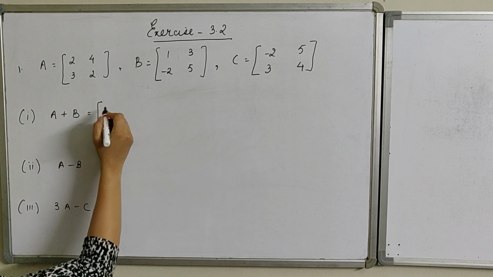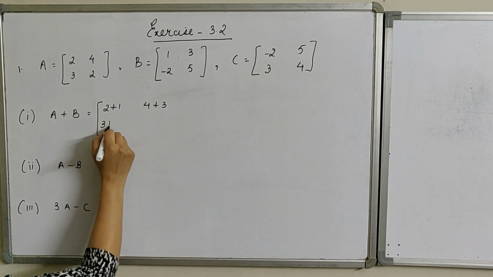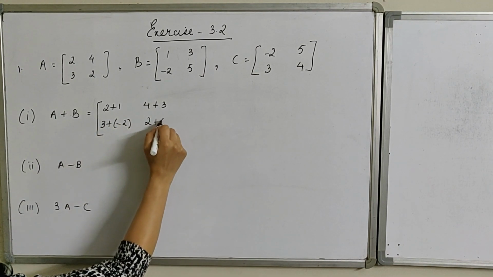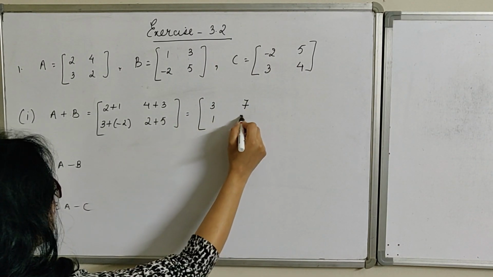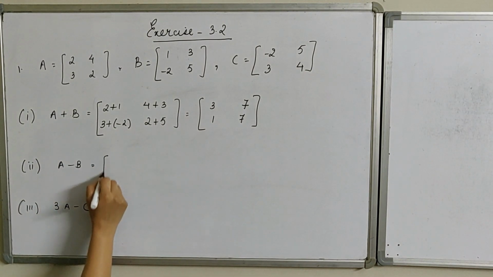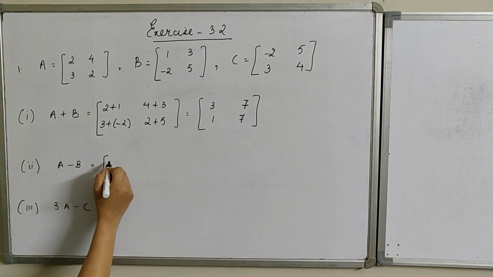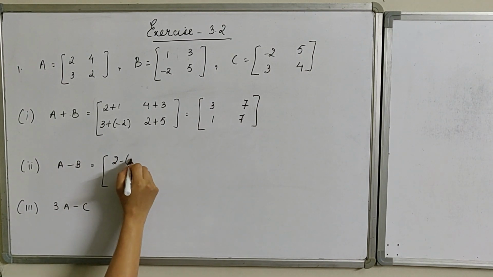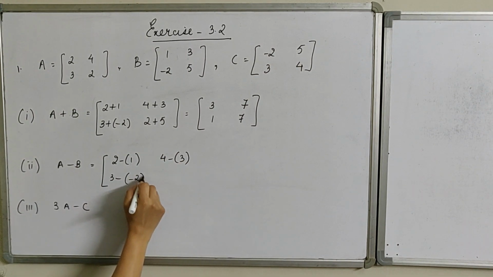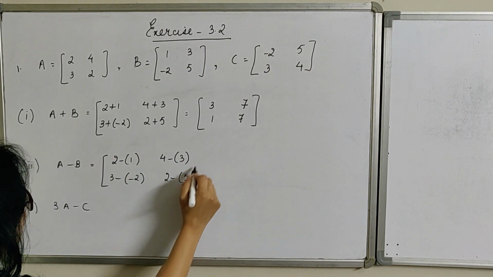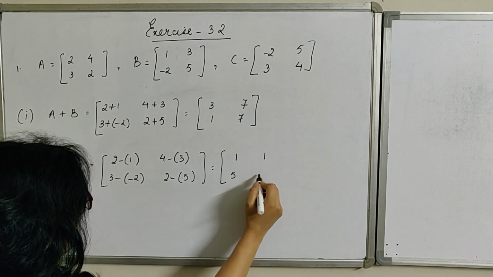So matrix A plus B, adding corresponding elements: 2 plus 1, 4 plus 3, 3 plus -2, 2 plus 5 gives us 3, 7, 1, 7. Likewise, A minus B means subtracting elements of matrix B from corresponding elements of matrix A. So 2 minus 1, 4 minus 3, 3 minus -2, 2 minus 5 gives us a square matrix with elements 1, 1, 5, -3.